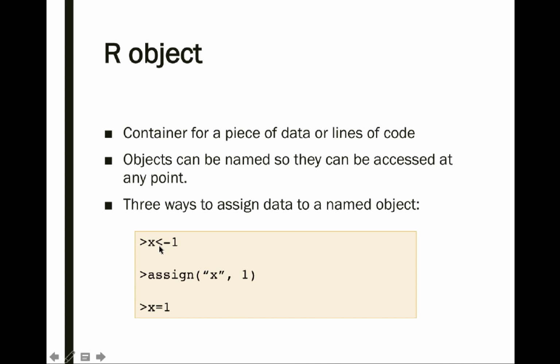Unfortunately, I'll be using these interchangeably, but most of the time, because I also teach Python, I tend to use the equal sign. But the standard or the proper way, I don't know if it's the proper way, but the accepted way, or the one that you'll see more often, is the arrow. Okay?